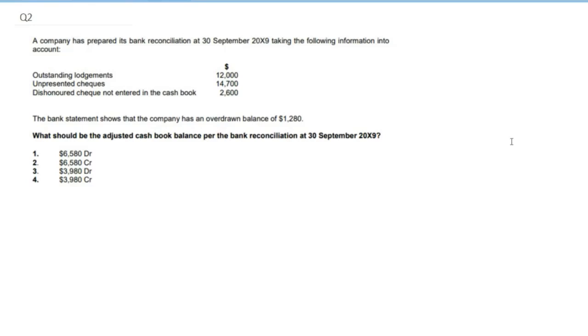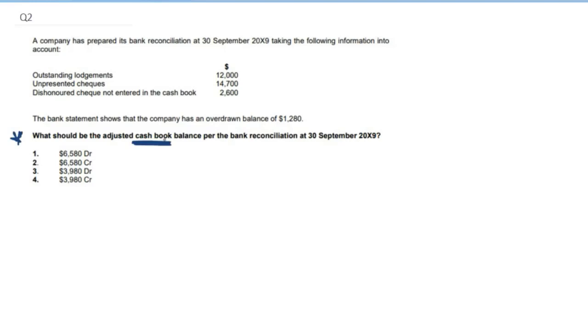But enough of us showing off. Let's have a look at this question. So straight to the requirement, as always, my friends. So what should be the adjusted cash book balance per the bank reconciliation at 30th of September X9? So what should the adjusted cash book balance be? So effectively, I'm looking for what balance should be in the accounts or the financial statements. What amount of cash should we be showing in the accounts at the year end?